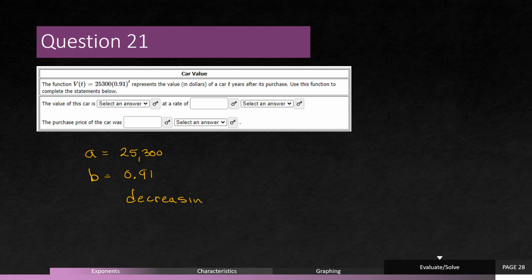And to find out the rate at which it's decreasing, we can go 1 minus 0.91, and that's going to give me 0.09. So it is decreasing 9% each year.